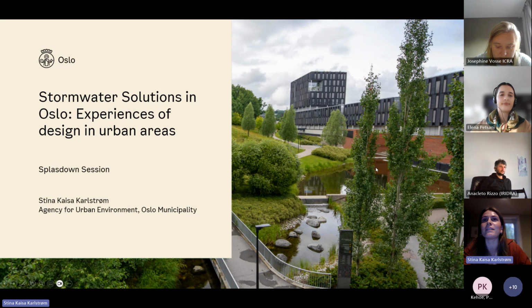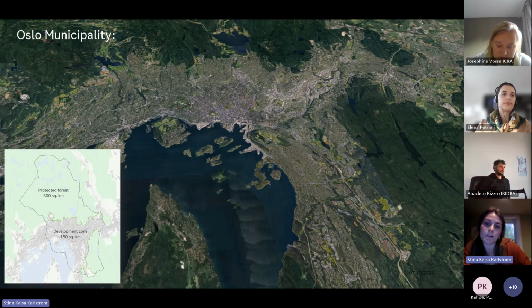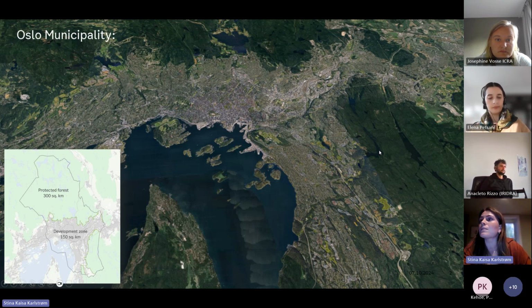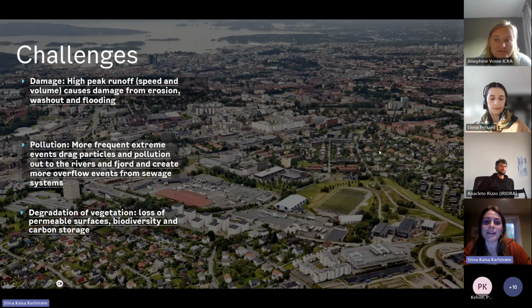I can change my slide. Yes. So Oslo is geographically limited by surrounding forests protected by law, the fjord, and the neighboring municipalities. And as a result, the urban development of Oslo is pretty compact. So as you can see from the map, a large portion of Oslo is forested, and in the bigger photo, you see the central Oslo with the fjord city development, which is pretty dense. So it's pretty green, but also compact.